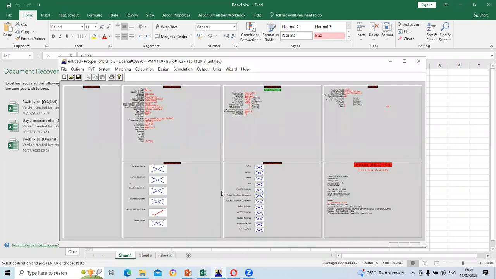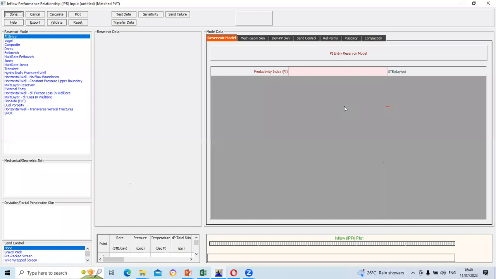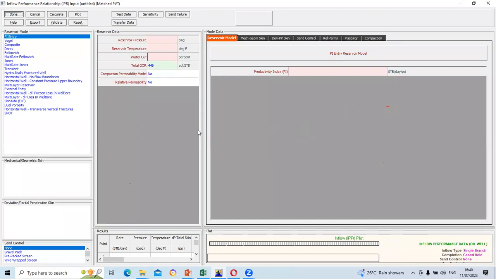All right. So I'll go back to the software. We have inputted our preliminary conditions. We have inputted our PVT data. All right. So what we'll do now is we will come now to the third section. This is where we have to develop our IPR.